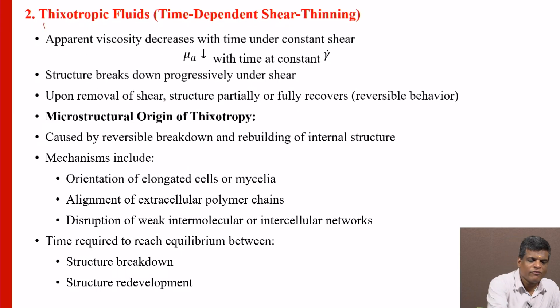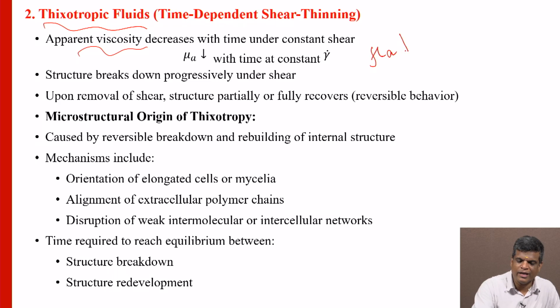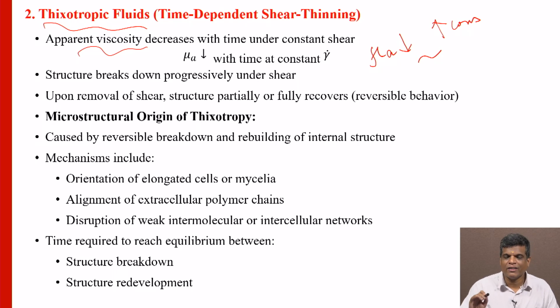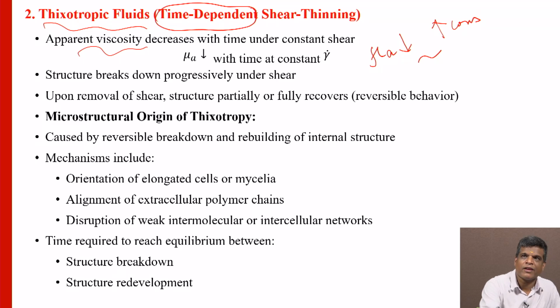The other one is thixotropic fluids. This we can always discuss in bioprocess problems, because examples are always available there. Here the apparent viscosity mu A decreases with time at constant shear rate. What we discussed earlier never considered time dependence, but here we add time as another variable. Previously there was only one variable, but here there are two: time is one variable, and shear rate is the other.